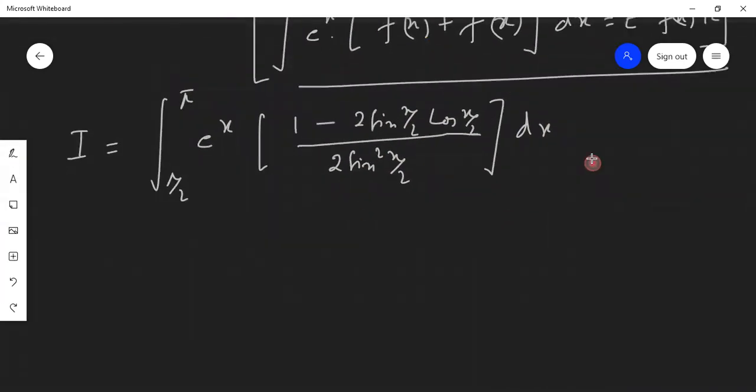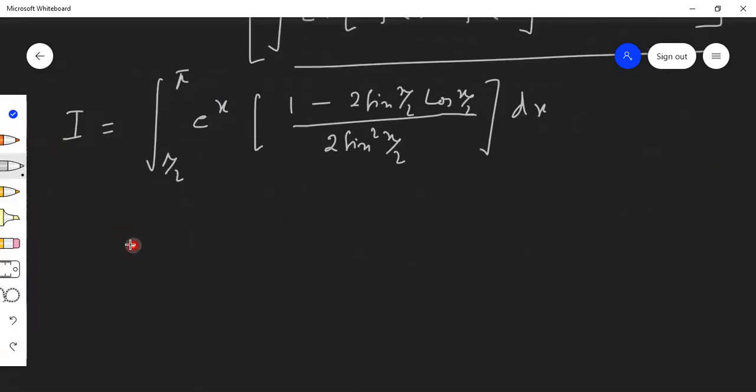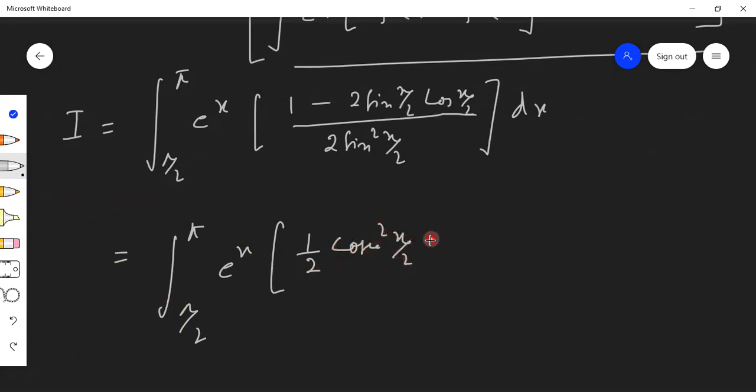Now we can easily observe it. We have almost got the answer. So pi by 2 to pi, e to power x. So 1 by 2 sine squared x by 2 can be written as, since 1 by sine squared can be written as cosec squared, cosec squared x by 2. And minus, you see the 2 and 2 are gone because you are going to split it: 1 by this and 2 sine x by 2 cos x by 2. So you get here cot.